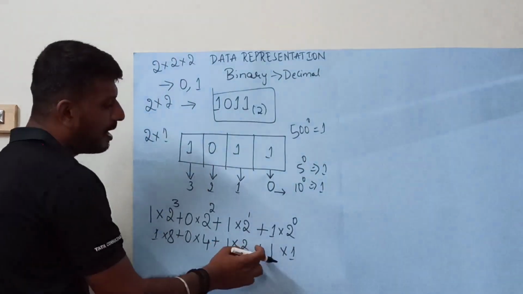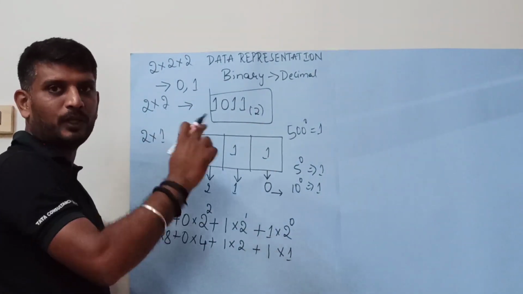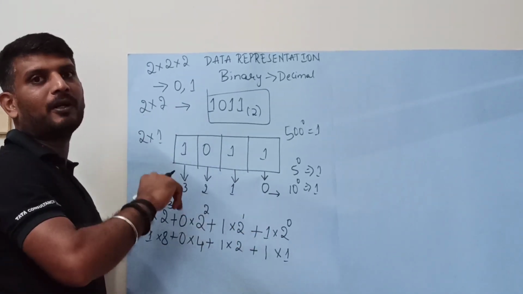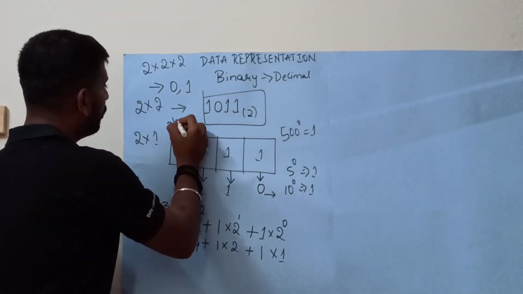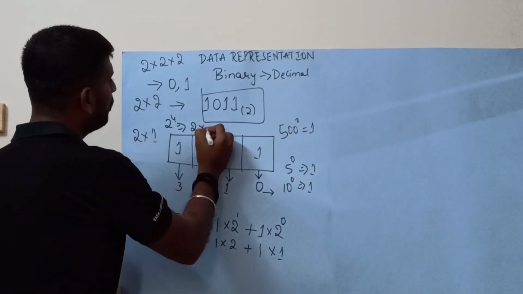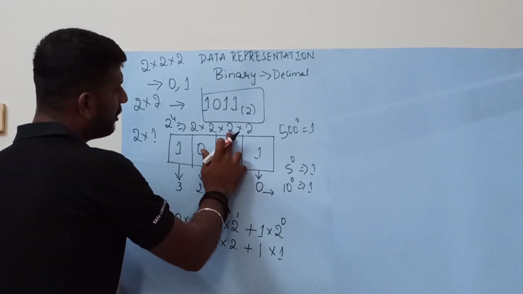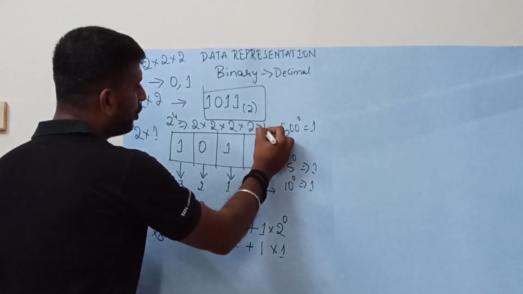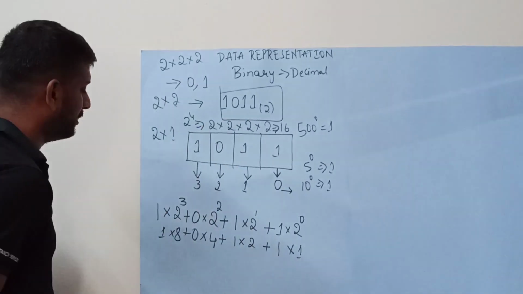The next thing is how to multiply the things. 2 to the power of 1 is nothing but 2 into 1. 2 to the power of 2 is nothing but 2 into 2. 2 to the power of 3 is nothing but 2 into 2 into 2. 2 to the power of 4 is nothing but 2 into 2 into 2 into 2. So 2 2s are 4, 4 2s are 8, 8 2s are 16. So 2 to the power of 4 is nothing but 16. Like this you have to keep on multiplying.